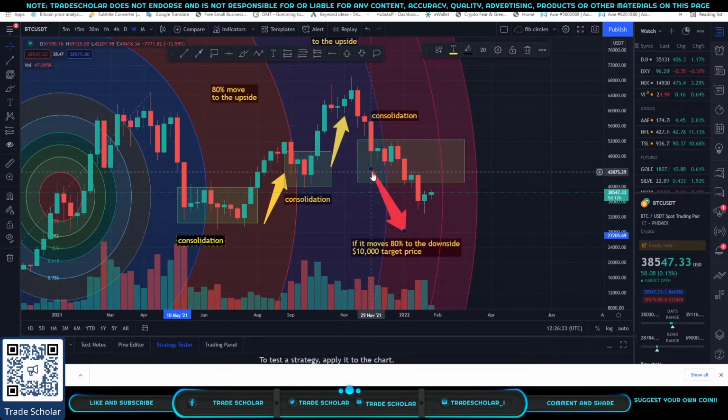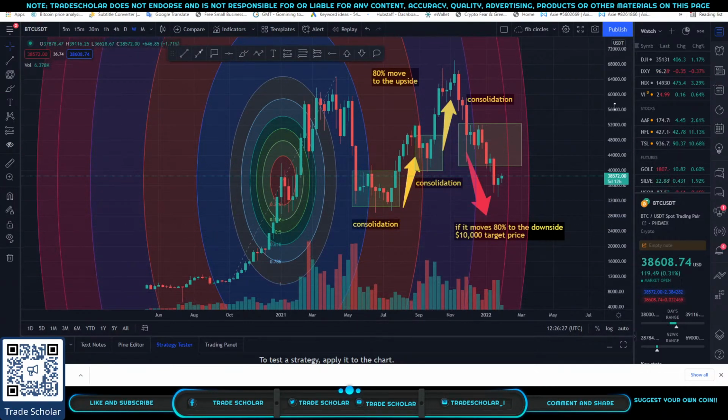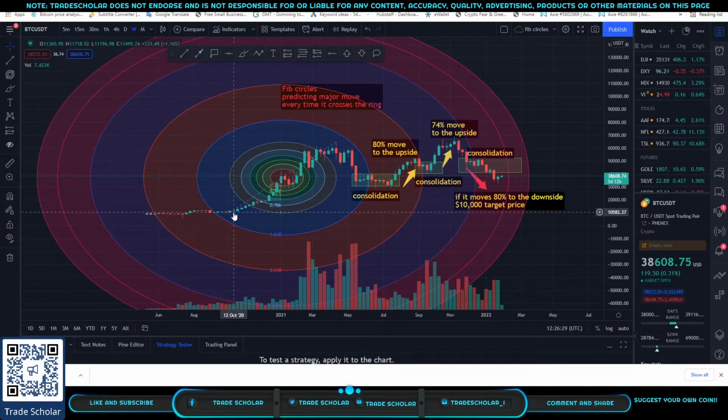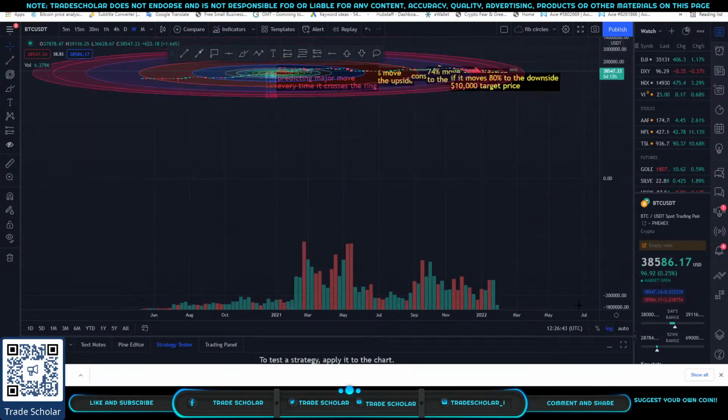If it goes to the downside with an 80% move, we can reach 10,000. And if 10,000 is hit, we start again in our bull run. Where we began, we end there also. That cannot stay long, but it can be a long wick and then goes up again. That's possible. Let's check the log.